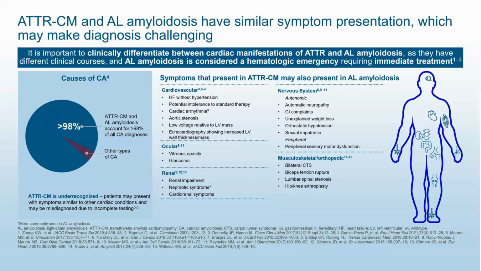You can refer to the ophthalmologist for glaucoma and vitreous opacity, the nephrologist for renal impairment and nephrotic syndrome. He can refer to the neurologist for autonomic neuropathy, unexplained weight loss, orthostatic hypotension, and peripheral motor dysfunction, and of course to the orthopedics for tendon rupture, bilateral carpal tunnel syndrome, or lumbar or spinal stenosis. We will discuss the diagnostic approach in the second part.